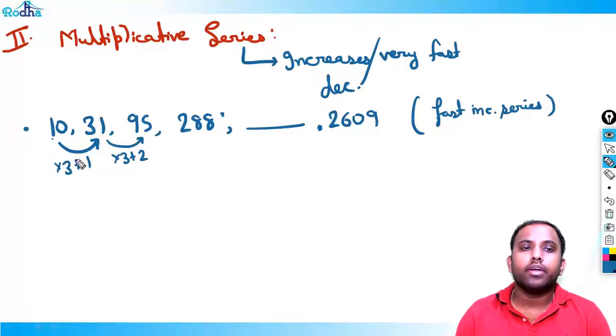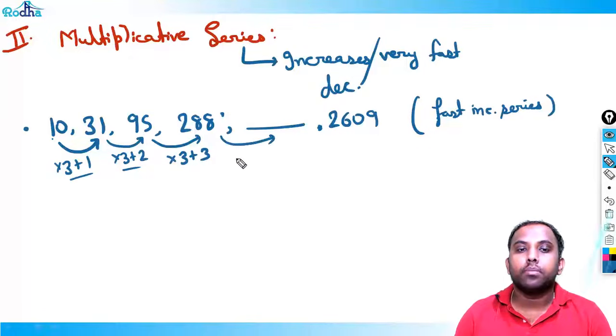So I think we got the pattern, right? From here to here, into 3 plus 1. From here to here, into 3 plus 2. From here to here, into 3 plus 3. Correct. So the next one should be into 3 plus 4.